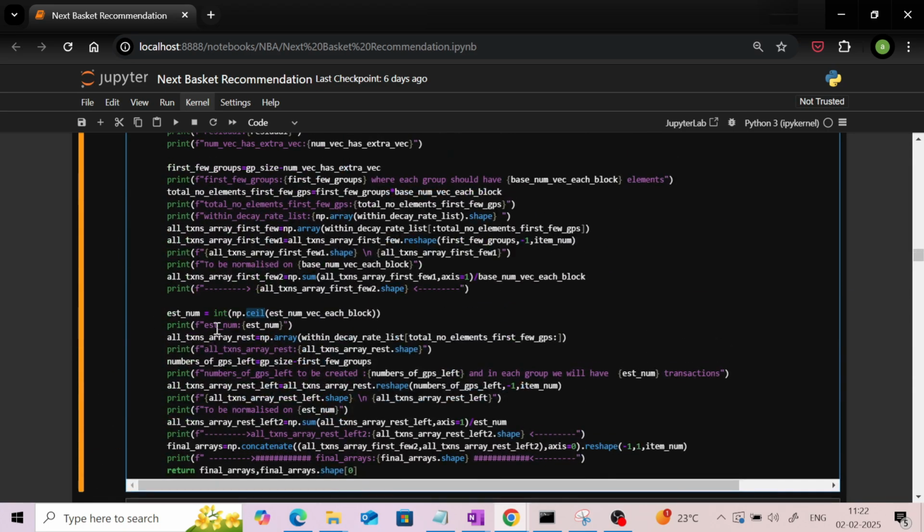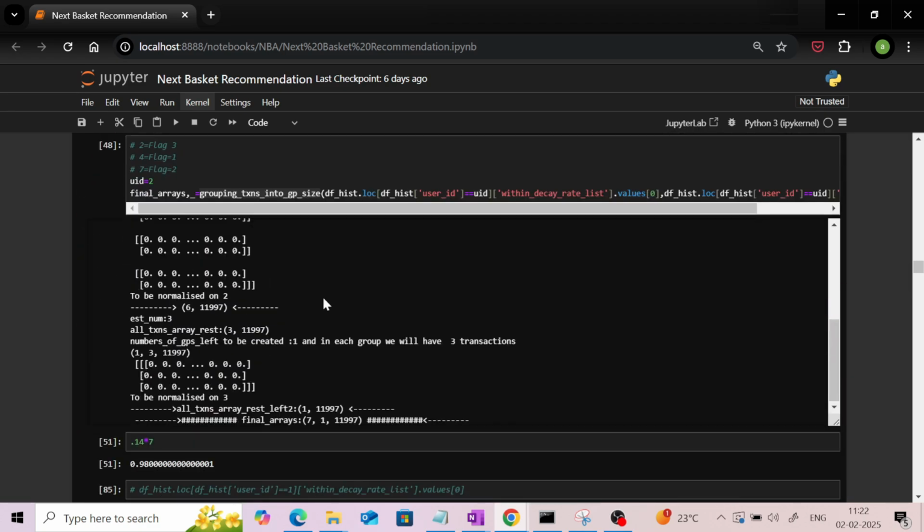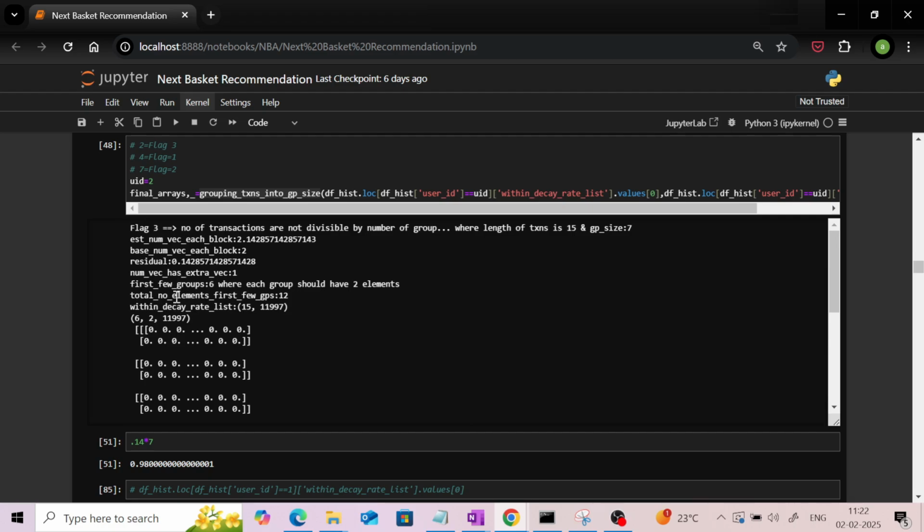Next, we take the last 3 transactions. The last 3 transactions were not accounted for in the 6 groups that we created earlier. So we do slicing, where we take the total number of elements in the first few groups, which was 12, as we calculated here. If you see in the output also, until 12 transactions, we had taken them into 6 groups.